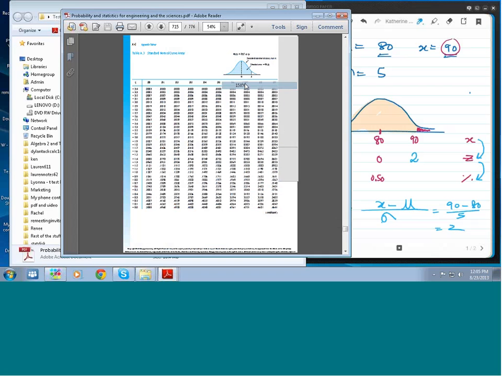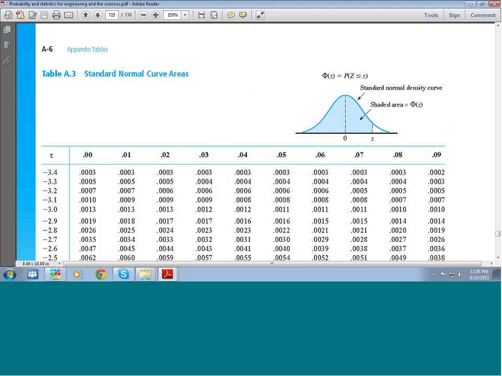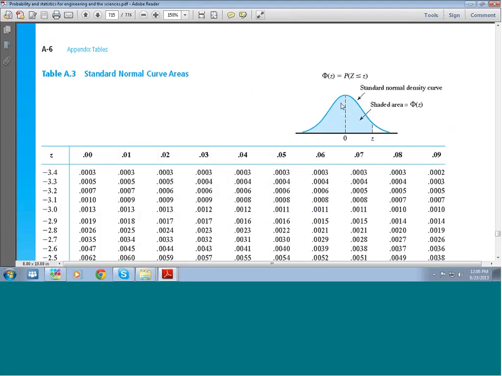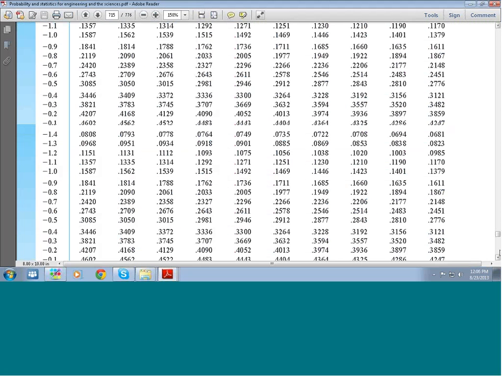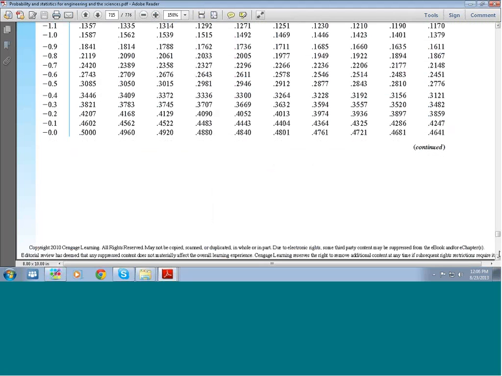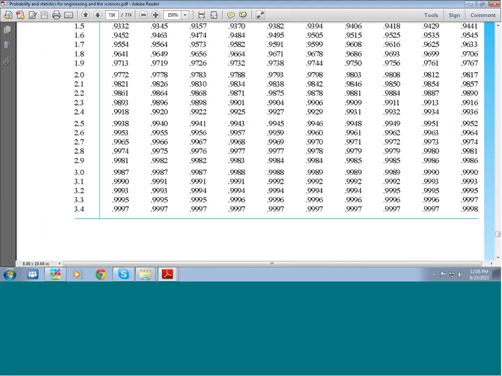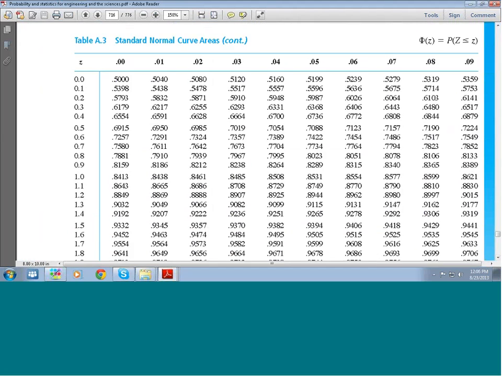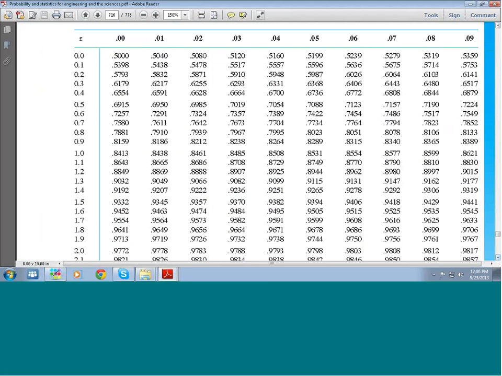If you look up this chart, always look at the picture first. This picture says what's below that Z, everything below that Z. So that's what you're looking for. For 2.0, that is 2.0 right here. You have to look up this column as well, 0.00. So you come down straight, and 0.00 and 2 meet at 0.9772.